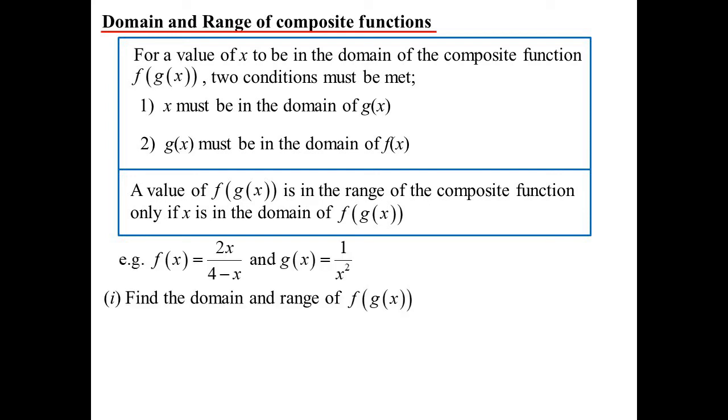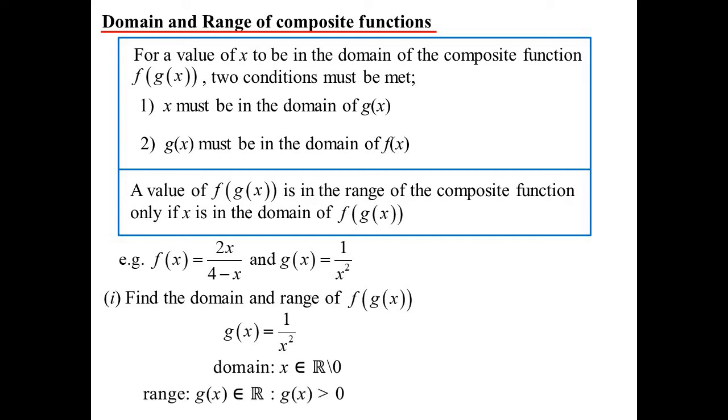Function f(x) is going to be 2x over 4 minus x, g(x) is 1 over x squared. So we want to find the domain and range of this function when we substitute g(x) into function f(x). So there's g(x), 1 on x squared. Let's just look at the domain of that. Well, we know that's all real numbers except 0. The range ends up being greater than 0, because 1 on x squared, you would never get any negative numbers. The other function, 2x on 4 minus x, domain all reals except 4. You can't get 4. The range for that one turns out to be all the real numbers, but we won't get the answer of -2 for that one.